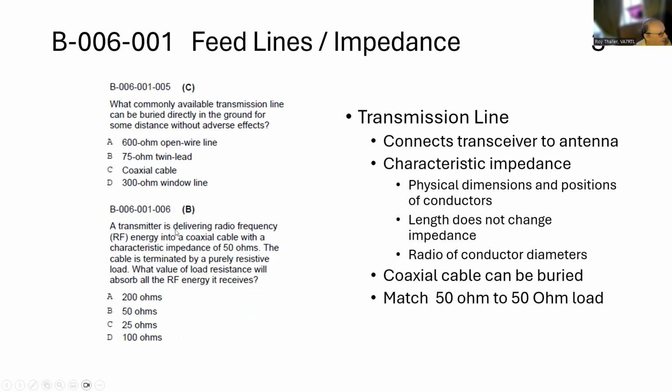A transmitter is delivering radio frequency RF energy into a coaxial cable with a characteristic impedance of 50 ohms. The cable is terminated with a purely resistive load. What value of load resistance will absorb all the RF energy it receives? So in this case, it's 50 ohms. The impedance is 50 ohms, so the load has to be 50 ohms to have a purely resistive match. So B is the correct answer.